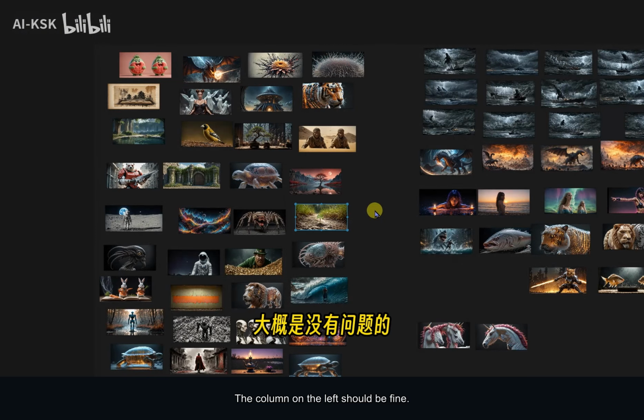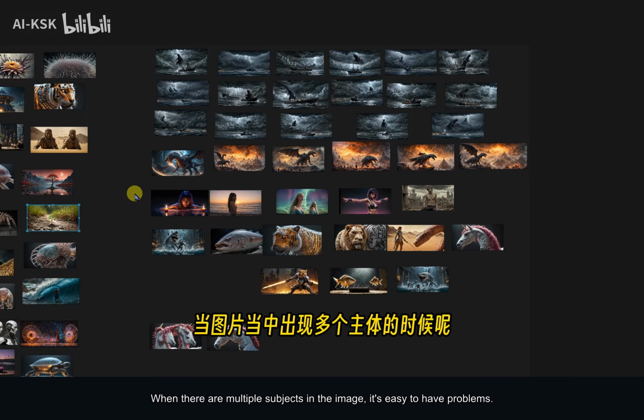The column on the left should be fine. What they have in common is that they both focus on a single subject. When there are multiple subjects in the image, it's easy to have problems.